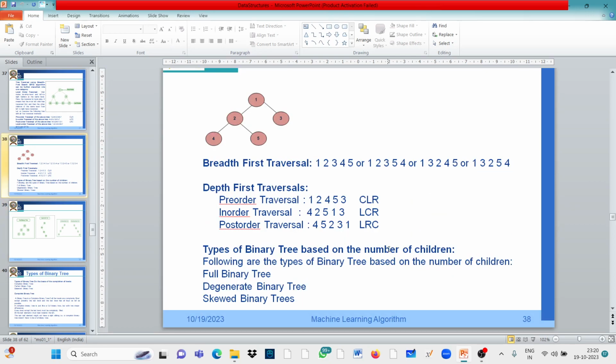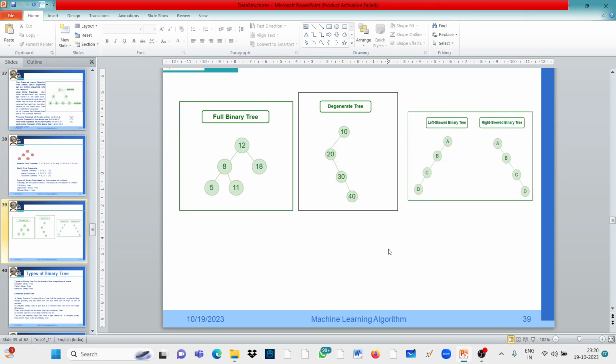Then we will go for the different types of binary trees, based on the number of children. Following are the different types of binary trees based on their number of children. One is the full binary tree, second is the degenerate binary tree, third one is the skewed binary tree. Okay, remember these things. What are the things you see here?